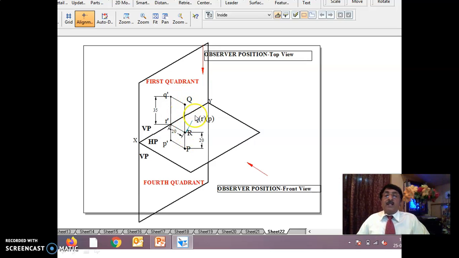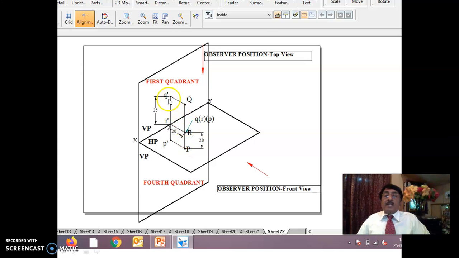Q bracket R bracket P. And in the problem they have given that point Q is 35 mm above HP and point R is on HP. Point P is 20 mm below HP. They have given these distances and you just have to stick to that. See here what exactly they have given. The top view of the 3 points is one and the same. That is, the top view of the 3 points Q, R, P are one below the other.